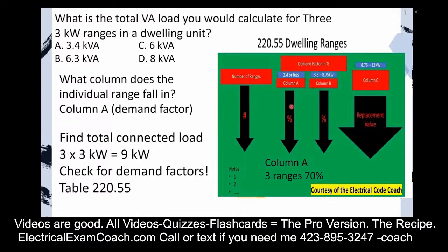Now, all we have to do is multiply. We take our 9 kW multiplied by our demand factor. That gives us our new reduced load, and we're going to select B.